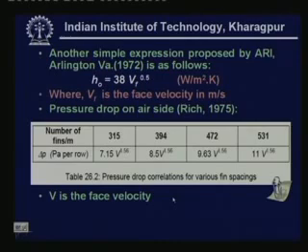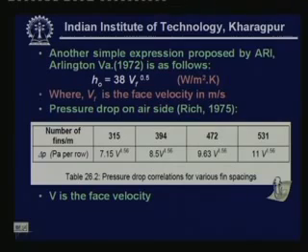Now there is another simple expression proposed by the Air Conditioning and Refrigeration Institute, Arlington, USA. It simply relates the heat transfer coefficient to the face velocity, given by h0 equal to 38 times Vf to the power of 0.5, where Vf is the face velocity in meters per second and h0 is the heat transfer coefficient in watt per meter square Kelvin. In the absence of detailed data, you can use this simple expression for rough estimation of the heat transfer coefficient on fin surfaces.